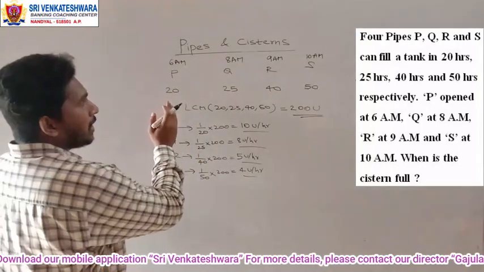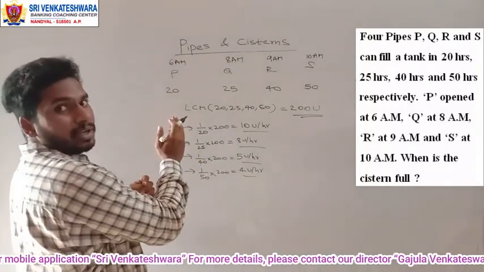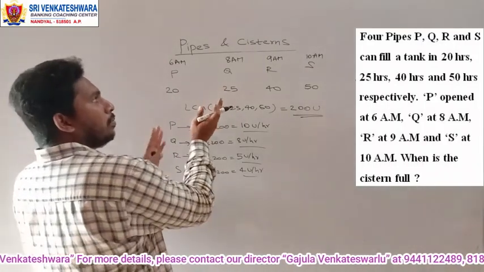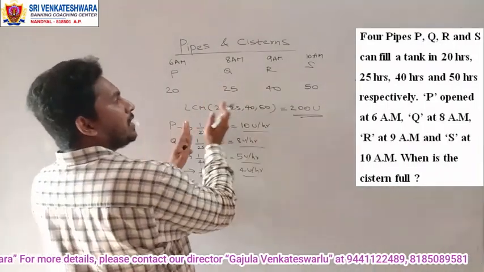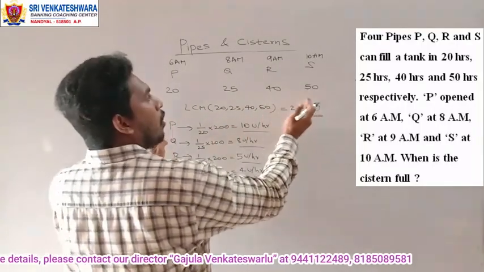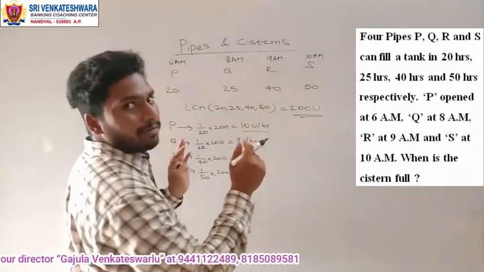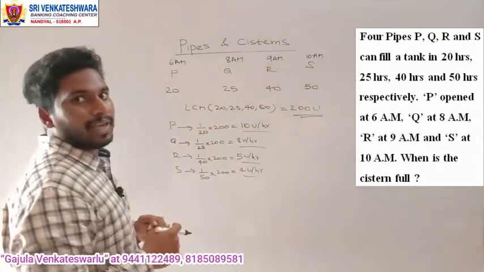By 6 a.m. only P is turned on, not Q or R or S. By 8 a.m. both P and Q will be turned on. By 9 a.m. the 3 will be turned on. By 10 a.m. all the 4 will be turned on. After 10 the 4 will be working to fill the tank.